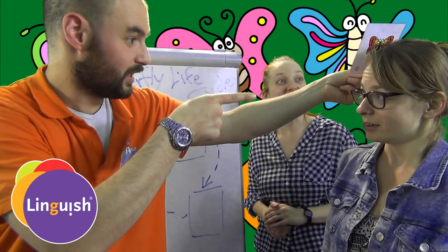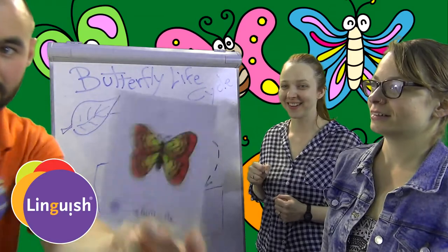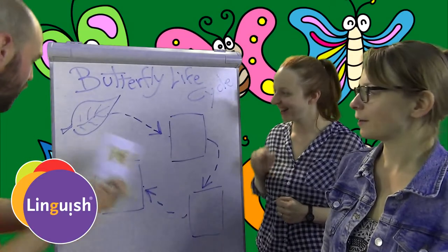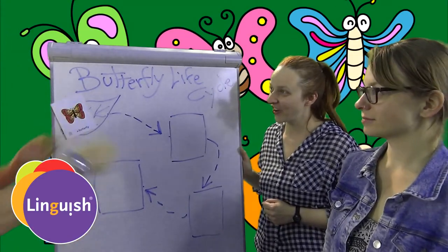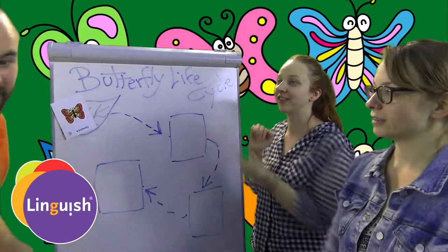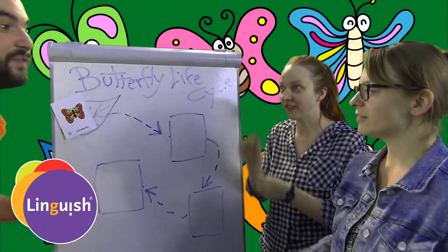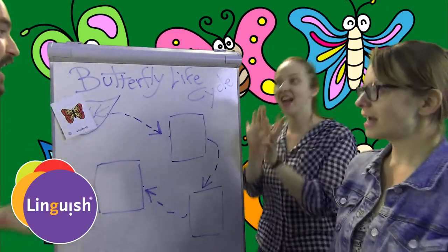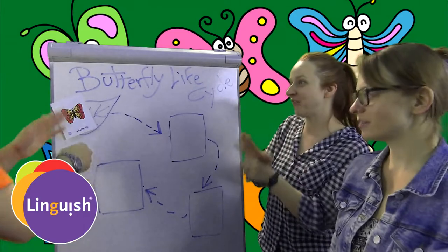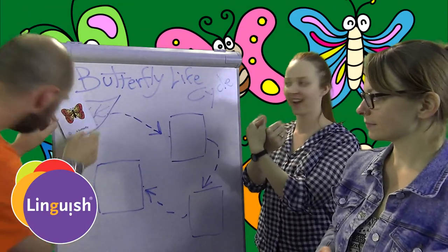It's on your head. Don't move. Oh, look. Oh, it's on a leaf. On a leaf. Yes. The butterfly on the leaf. Hi-ho, the insect. The butterfly on the leaf.